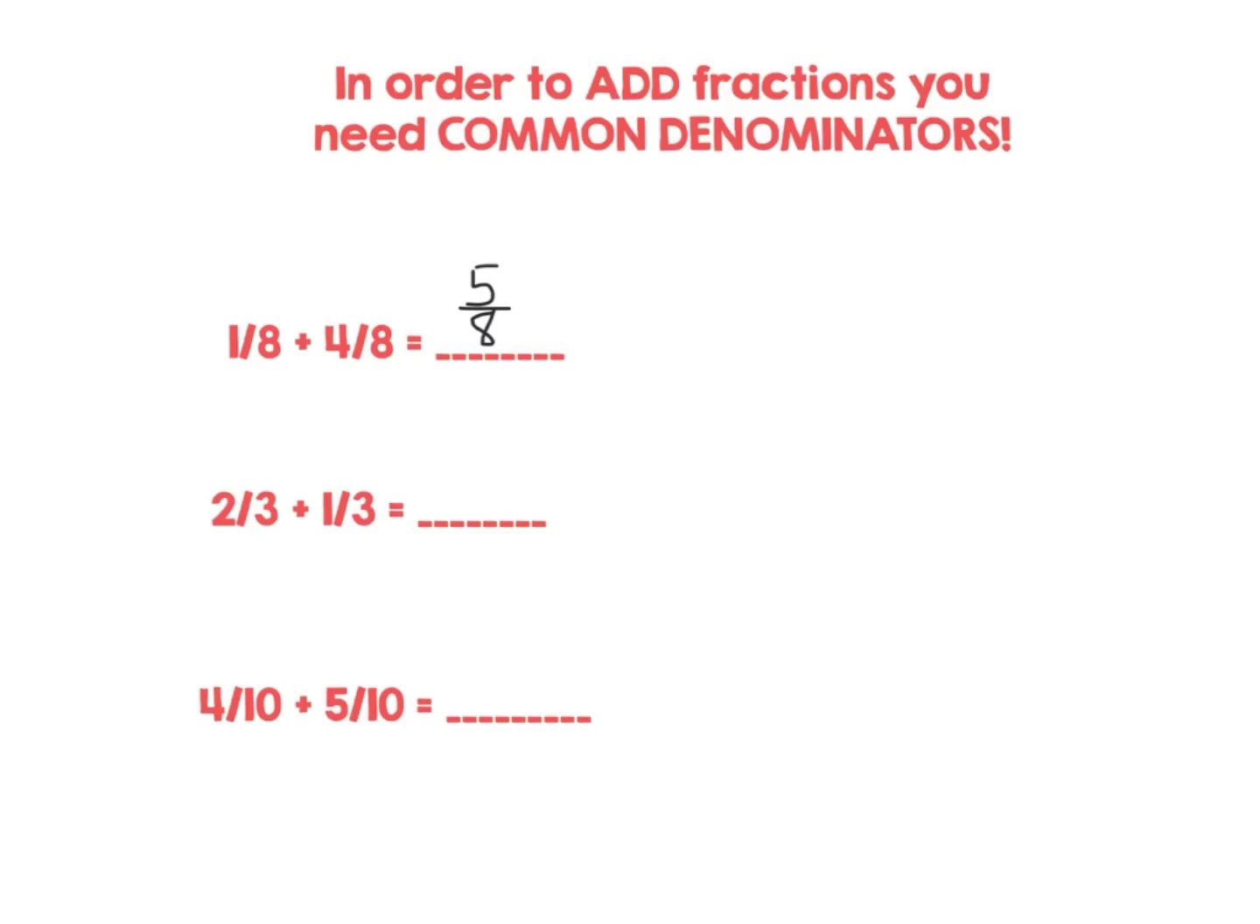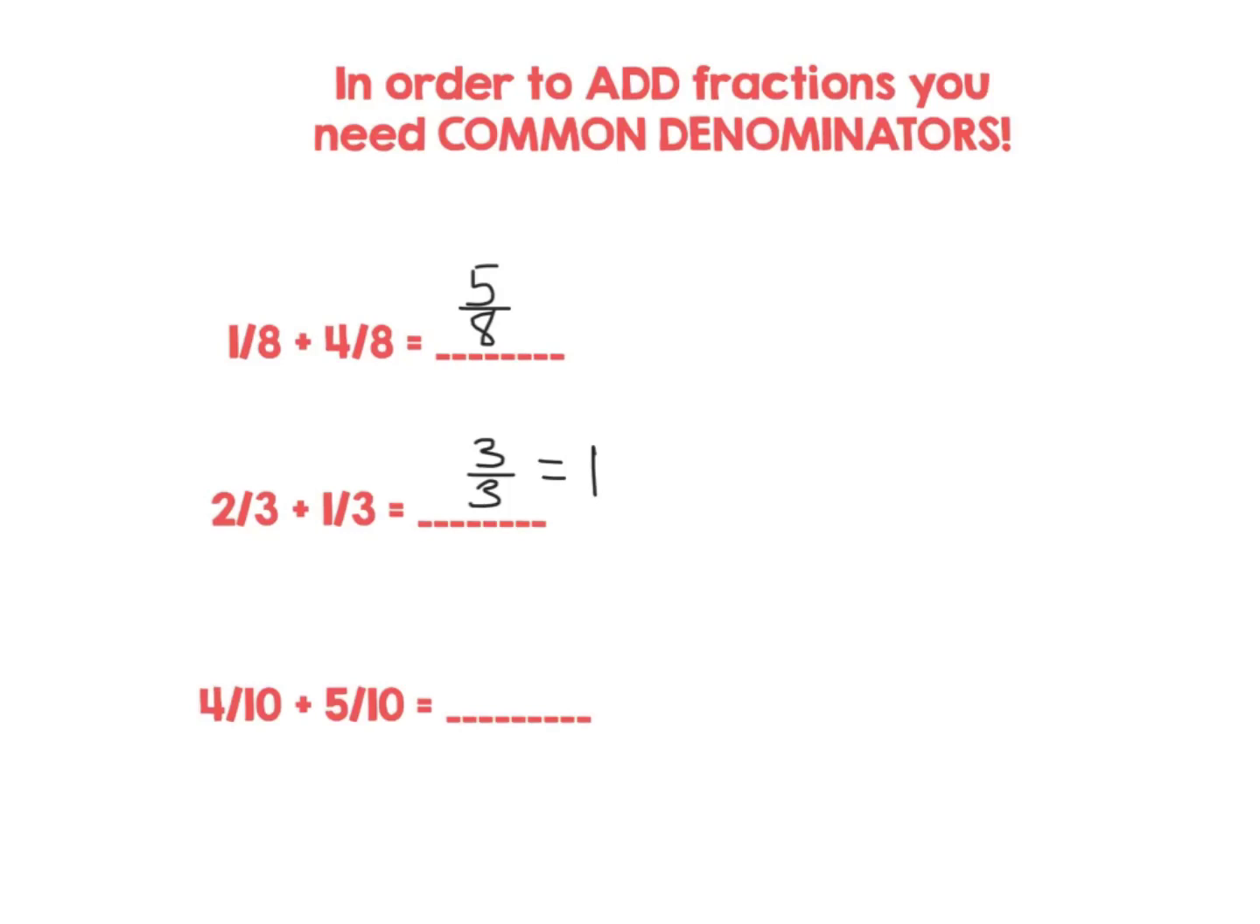Now I'm going to do 2/3 plus 1/3 equals something. Again, I have common denominators. Those bottom numbers are the same, so I can just add my numerators. 2 plus 1 is 3, so 3/3. You could simplify your fraction because you know that 3/3 is the same as 1 whole.